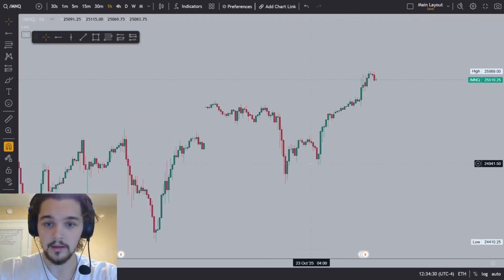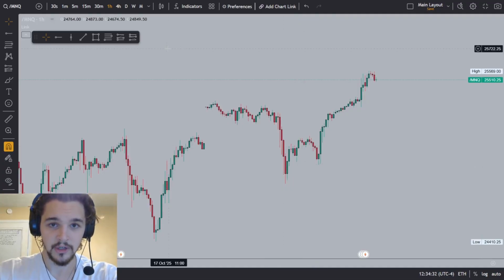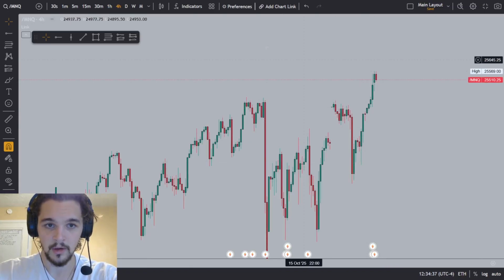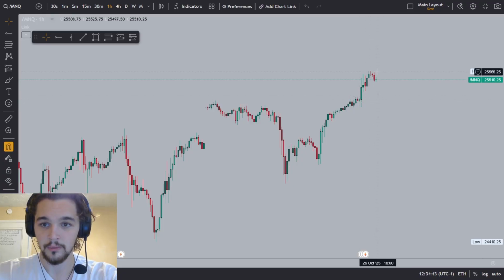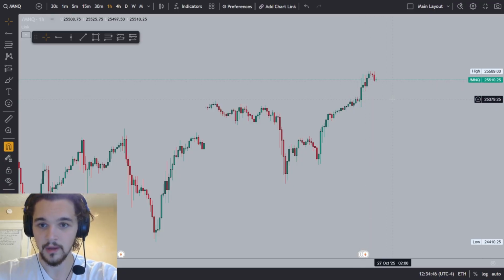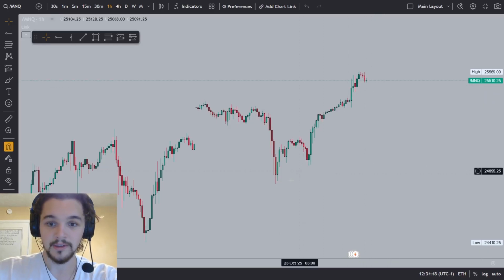Well, before I get to that, let's just make sure you realize hourly isn't just with the 4-hour, right? They're both the same. Low, low, low, low, low. Right, you get it. Making higher lows and higher highs.